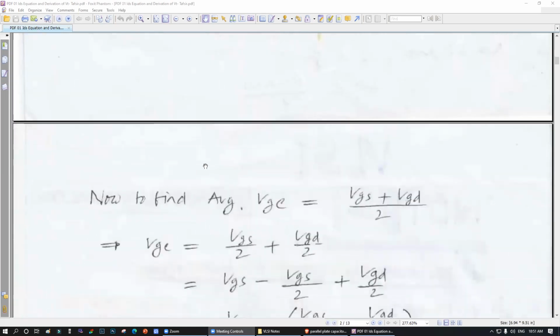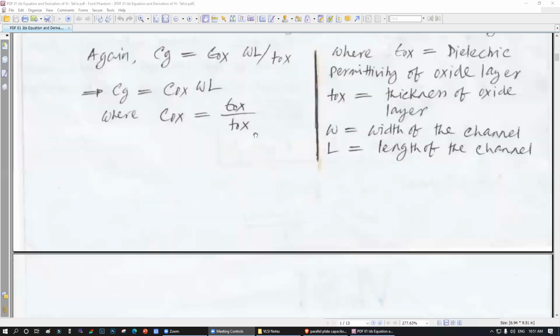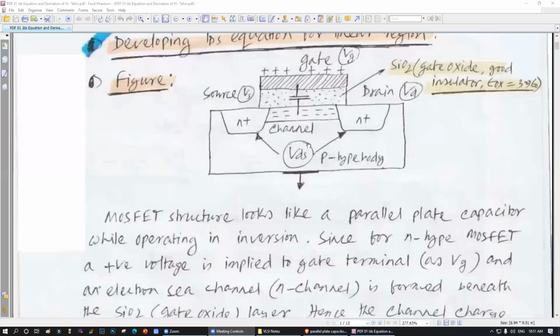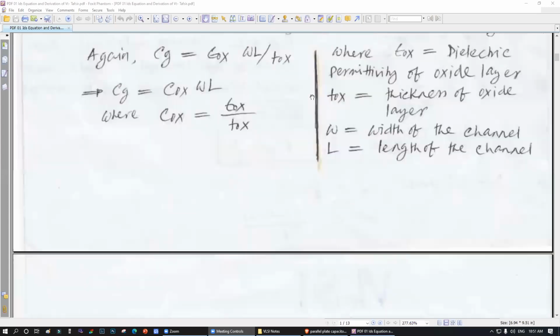Now let's find out the VGC, because you have a term called VGC. I told you VGC is not possible to measure, right? Because one of the points is inside the MOSFET. So you have to assume it. How to assume it?